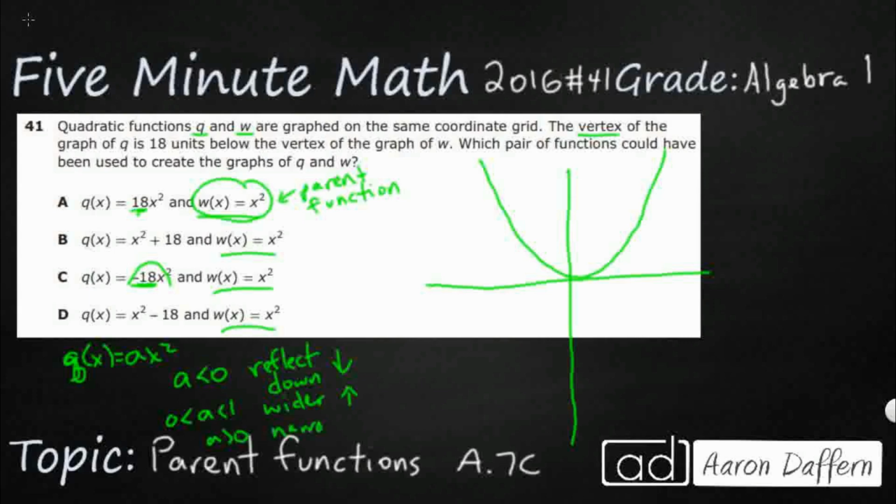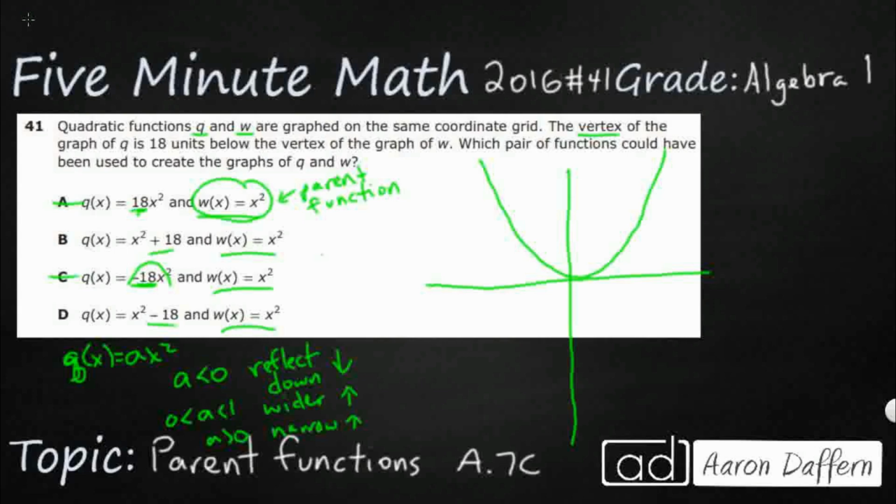So all of this, putting this a in front of this x squared, is going to change the direction and how wide or narrow it is. It's not going to do anything about shifting it up and down. So it's not going to be a, it's not going to be c. Now look what we have here. We have a plus 18, we have a minus 18.